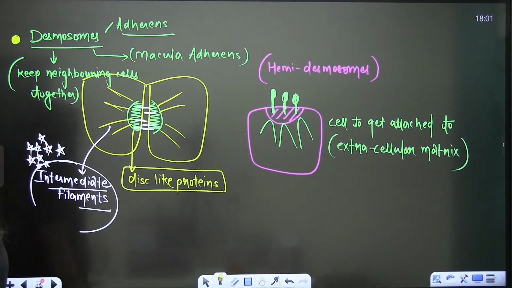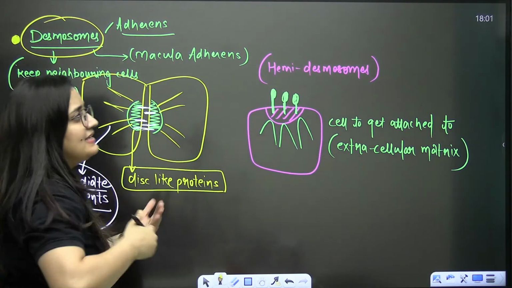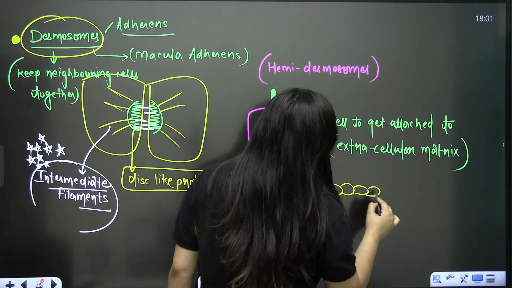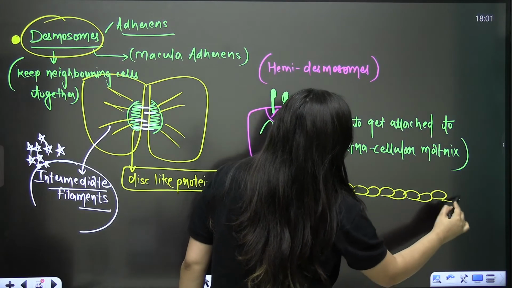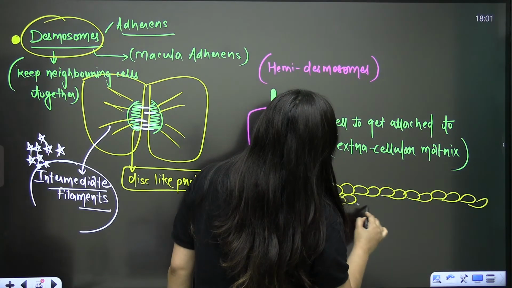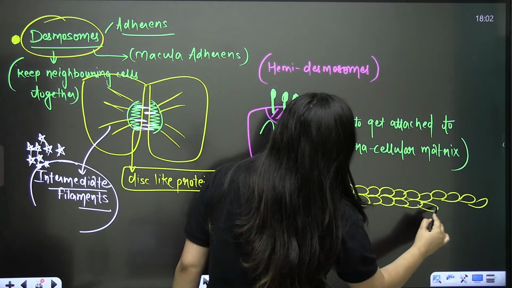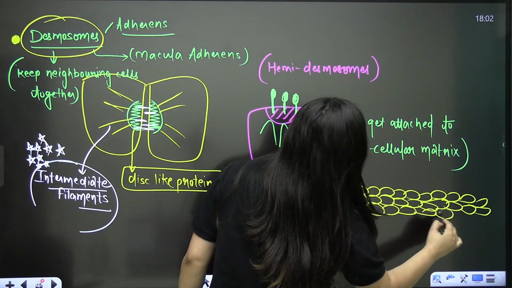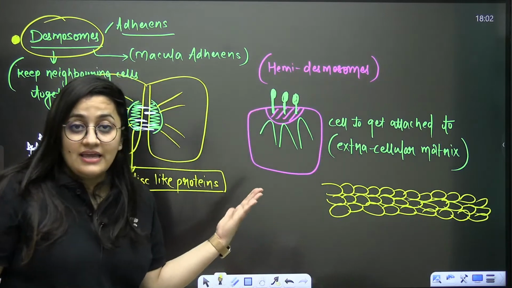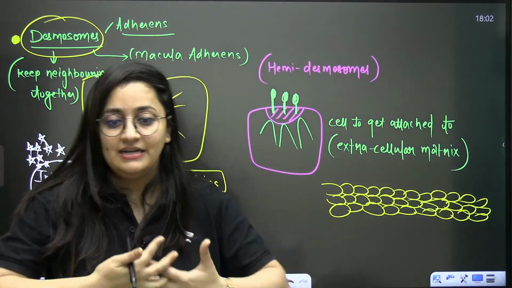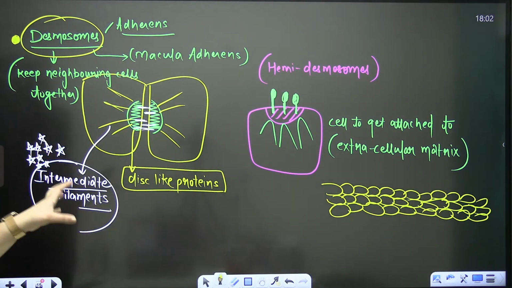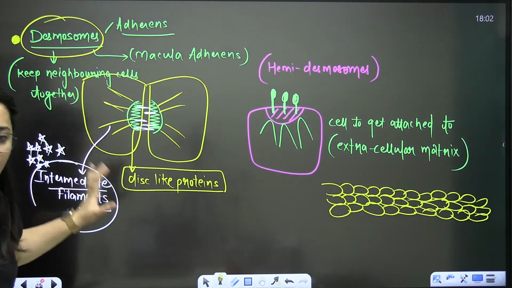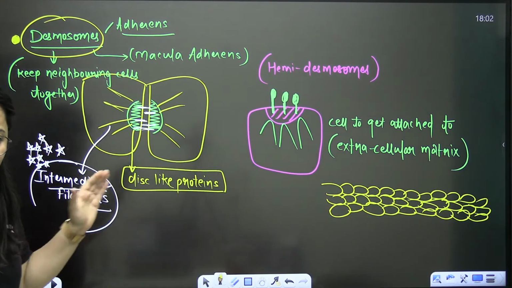Whenever you see the multi-layered epithelium, we are going to talk about it. As I told you, epithelial tissue is the only tissue which has proper layers. So when you see the multi-layered or stratified epithelial tissue, these desmosomes are helping in the attachment, helping in the cementing. Is it clear? This part is very important. Please mark it.